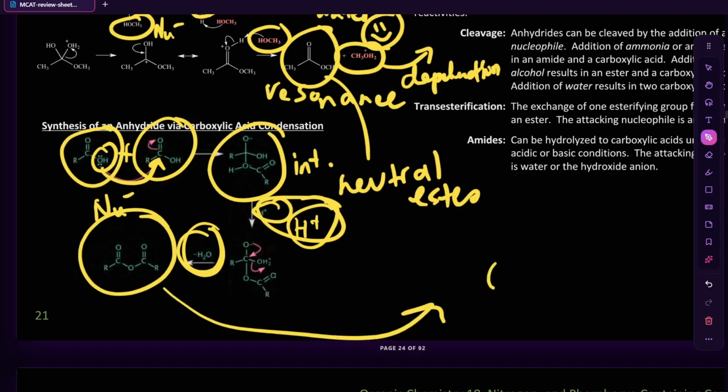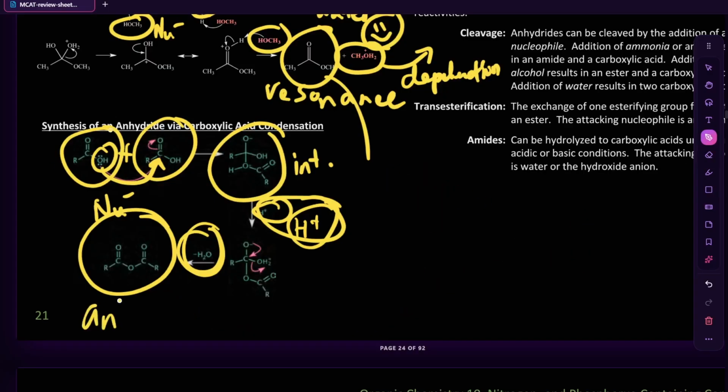An anhydride looks like this. CO, CO. Probably the image is just better to look at. It's basically this image right here. That's it. That's your anhydride. I was trying to redraw it. That was an epic fail.